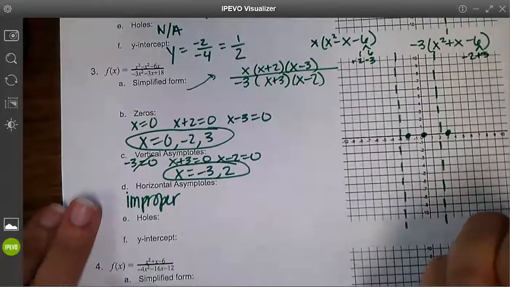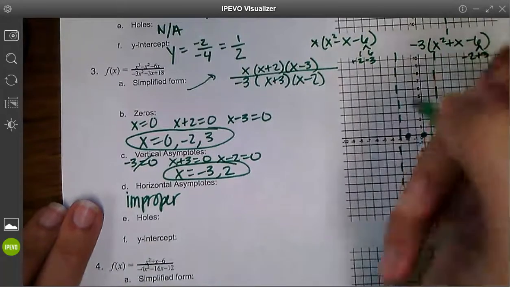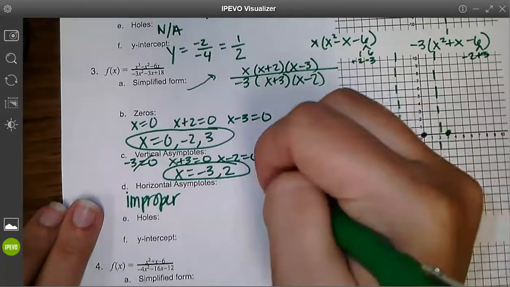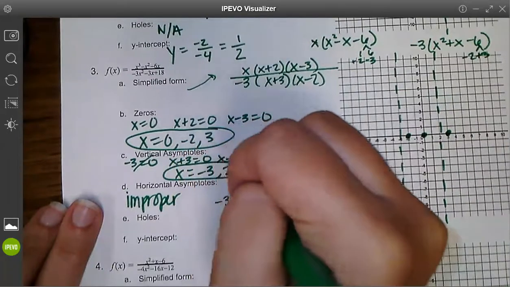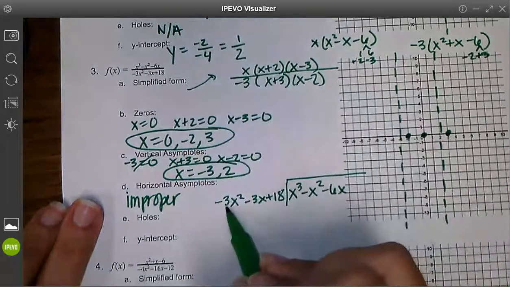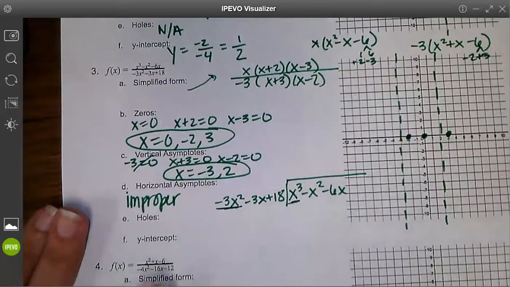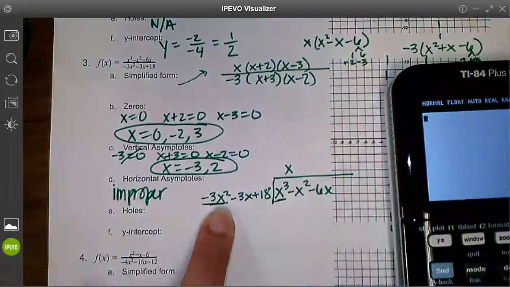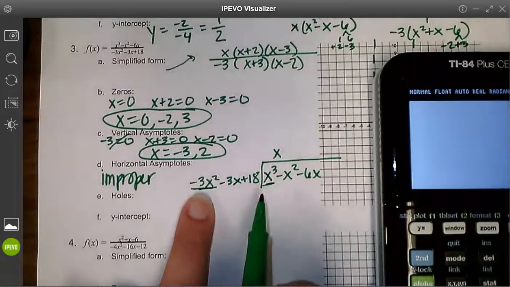So I have to do some long division when I have an x cubed over an x squared to find my oblique asymptote. So to do my long division, I have x cubed minus x squared minus 6x. And on the outside, I've got negative 3x squared minus 3x plus 18. Now, I want to know what I can multiply negative 3 by to make it 1. So I know I'm going to have an x because I have my x squared to make it x cubed. But I need to know what to make it.